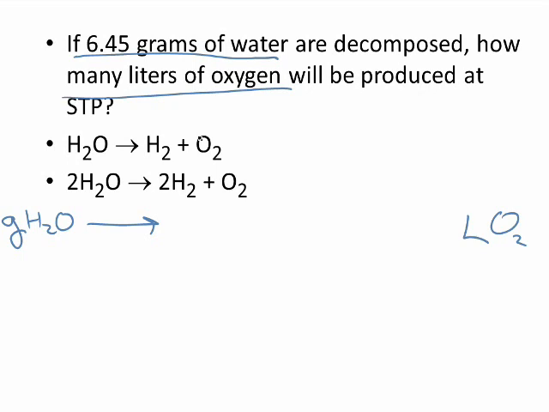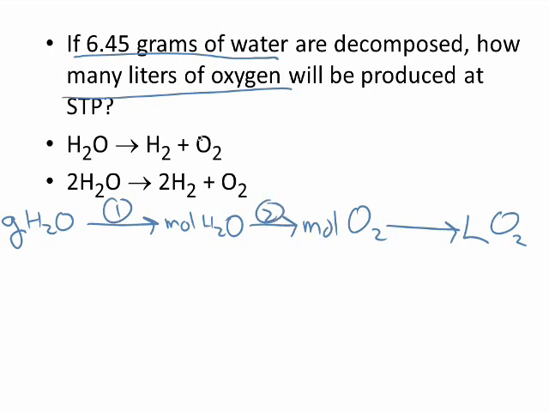Now nothing is different. This is all the same thing. It means we have to go to the mole of water. The mole of water can only talk to the other mole. You have to go through the mole of oxygen. Then from the mole of oxygen, you go to the liters of oxygen. Now you know how to do one, going from grams of water to moles of water. That's from the periodic table.